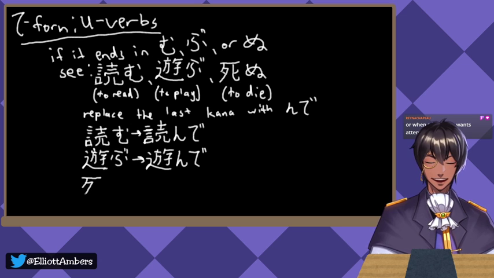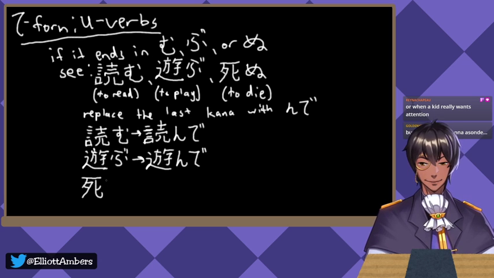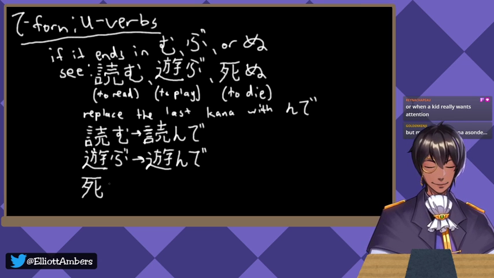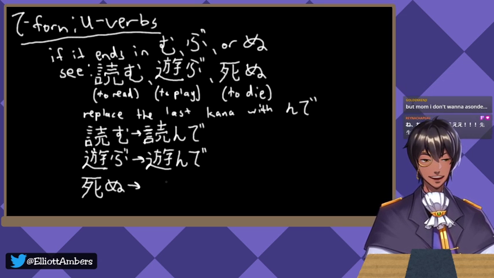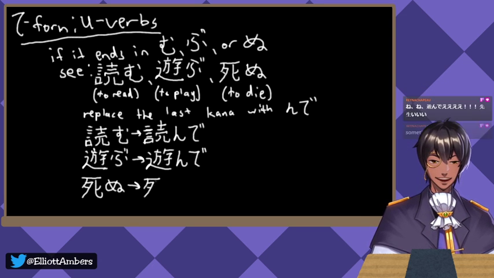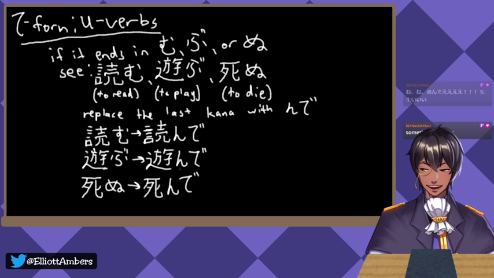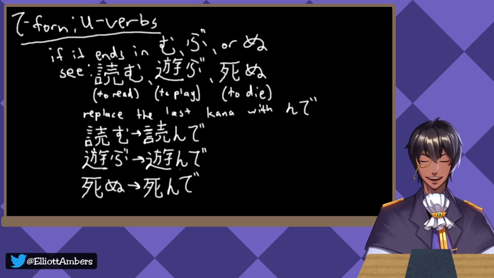And shinu, or when the kid really wants attention, go outside. Touch grass. But mom, I don't want to asonde. Shinu. But mom, I want to play my video games. Becomes the famous shinde. Ne, asonde, sensei. Something like that. I'll play later. I'll be playing on Saturday. So, the last one, shinu, becomes shinde.